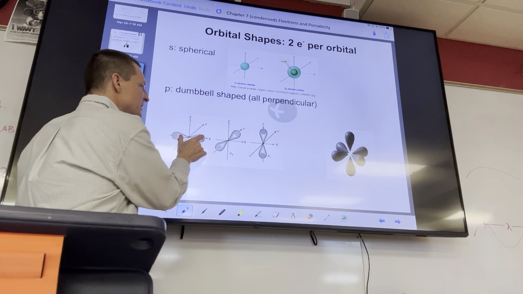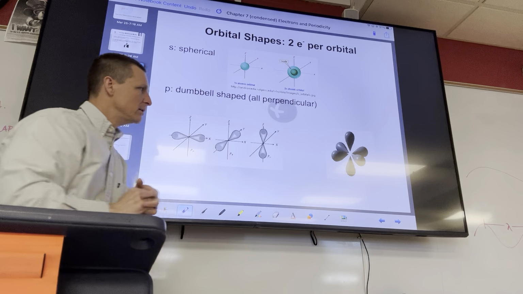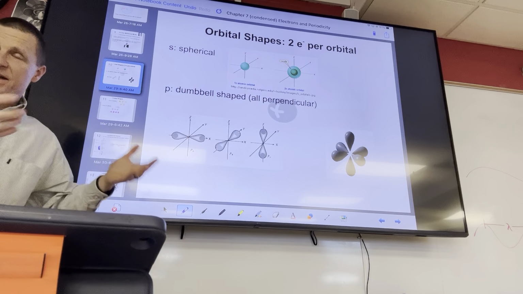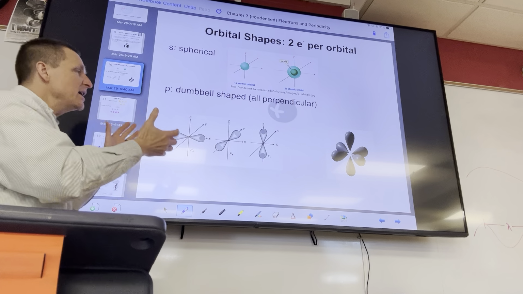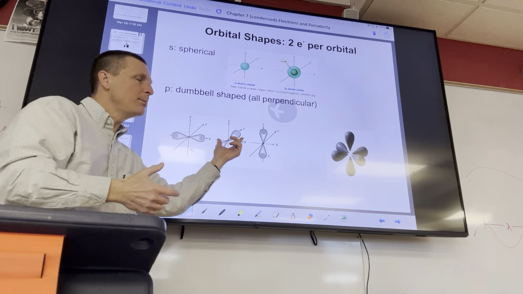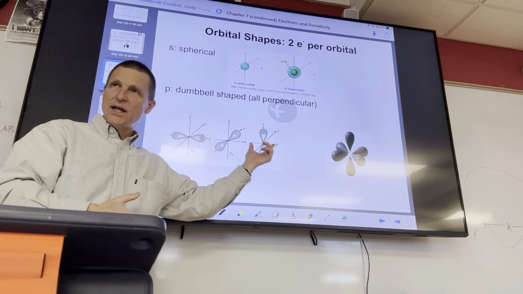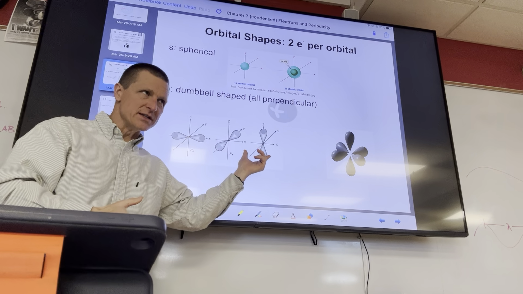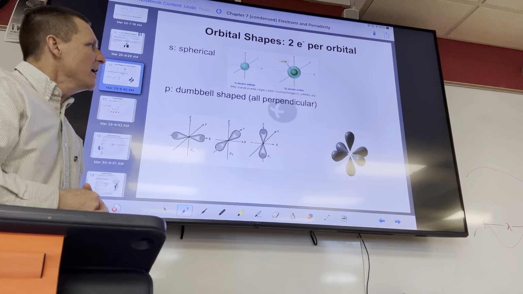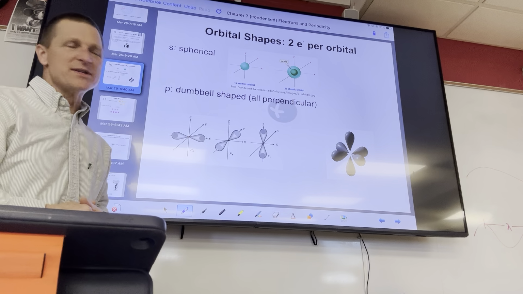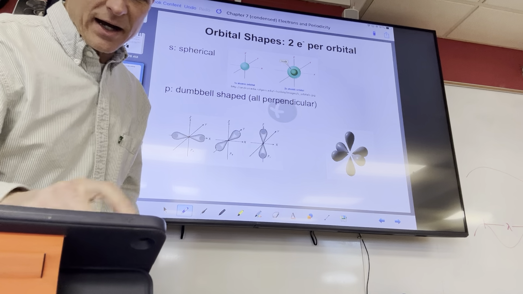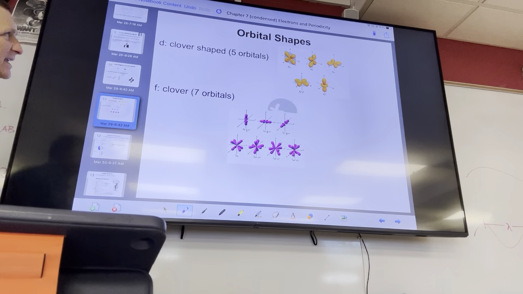So 2 electrons in there, 2 in there, and 2 in there. And that adds up to 6 electrons. So a p sublevel is made up of 3 p orbitals, each allowed to have 2 electrons in it. The d's and the f's are bizarre. They're wacky. The next slide has the d's and the f's.